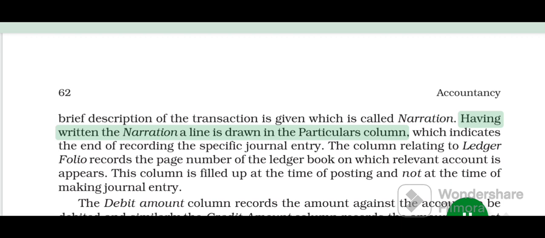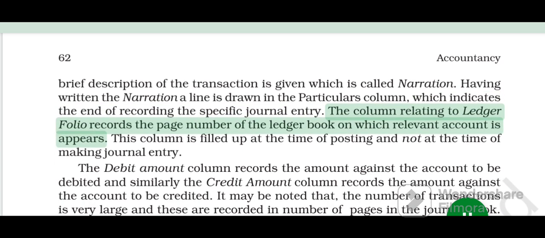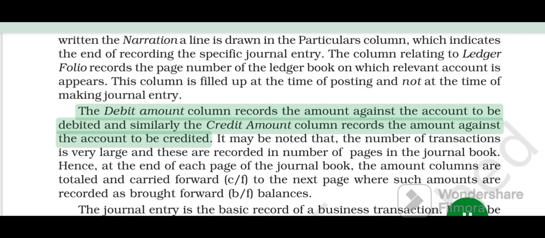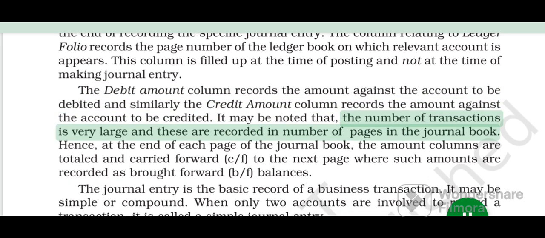Having written the narration, a line is drawn in the particulars column, which indicates the end of recording the specific journal entry. The column relating to ledger folio records the page number of the ledger book on which relevant account appears. This column is filled up at the time of posting and not at the time of making journal entry. The debit amount column records the amount against the account to be debited, and similarly the credit amount column records the amount against the account to be credited. It may be noted that the number of transactions is very large, and these are recorded in number of pages in the journal book.